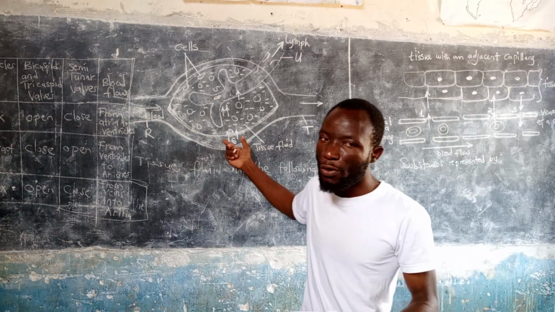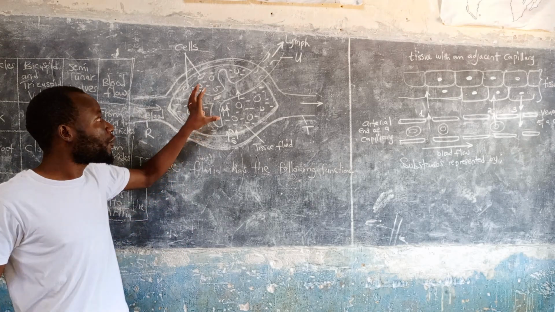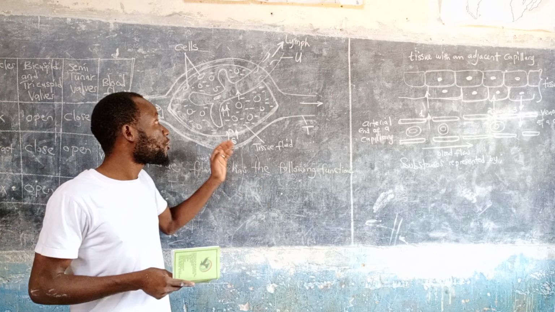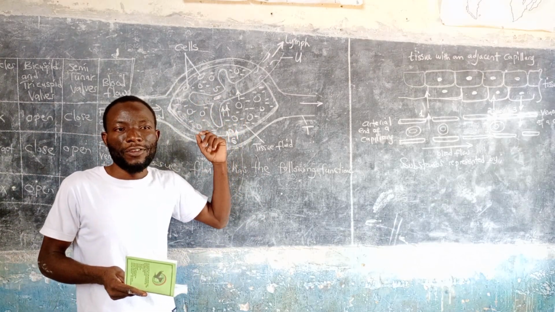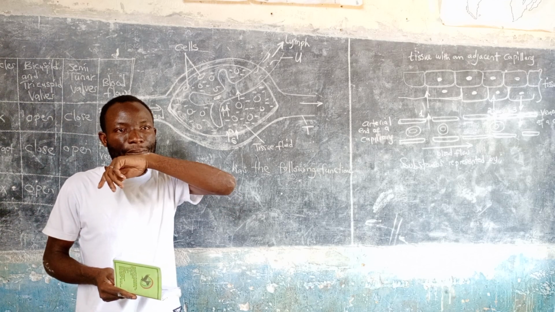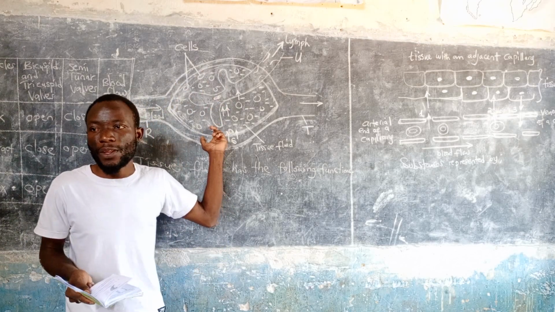Okay, so the first thing, we're going to start with this one here. What you see here are body tissues. Okay, what you see here is a body tissue. Are we together? Okay, close that door for me. Okay, so what you see here is a body tissue.